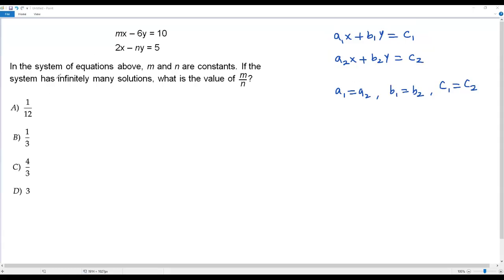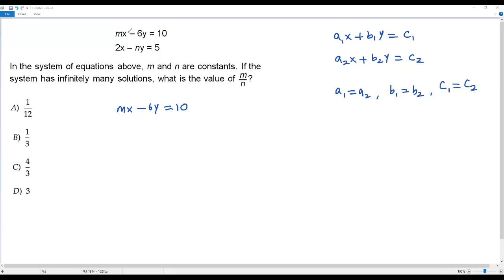Okay, in our problem, the question says the system of two linear equations given over here has infinitely many solutions. So let me write the given system. Let me write the first equation: mx - 6y = 10. If this system has infinitely many solutions, then both equations must represent the same line. That is, the coefficient of x in the first equation and in the second equation must be the same, and the coefficients of y in both equations must be the same. Constant terms must be the same. But here, the constant term in the first equation is 10, but the constant term in the second equation is 5. They are not the same. So our first work is to make the constant terms the same.